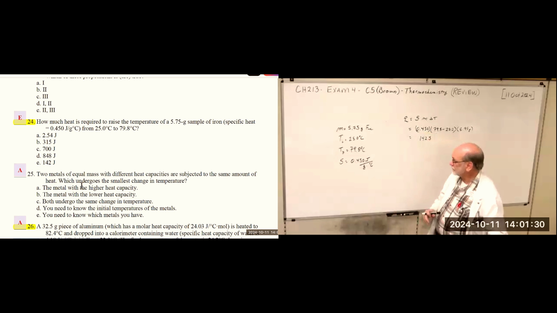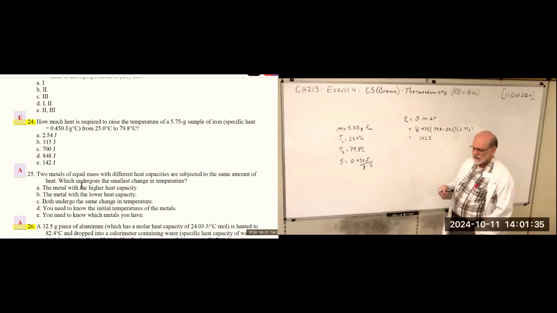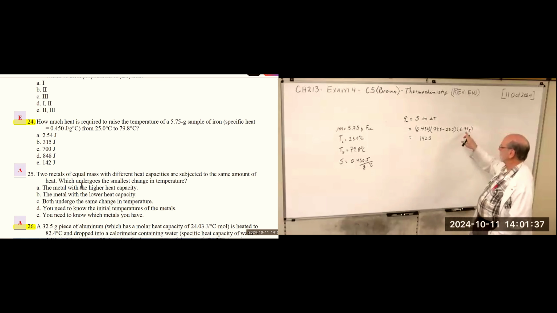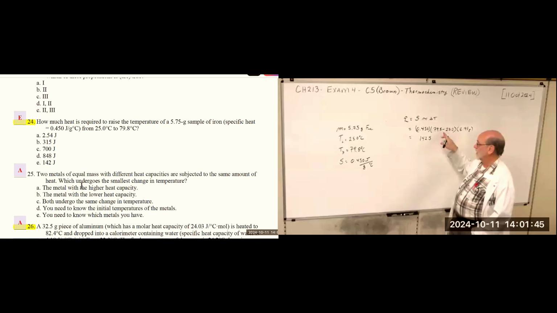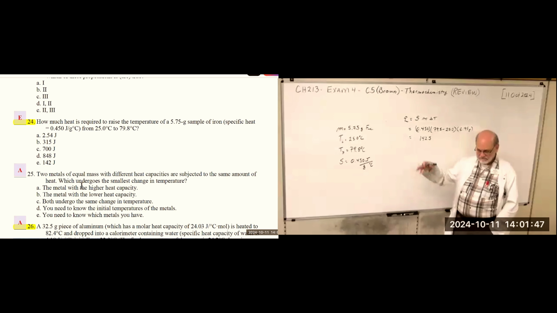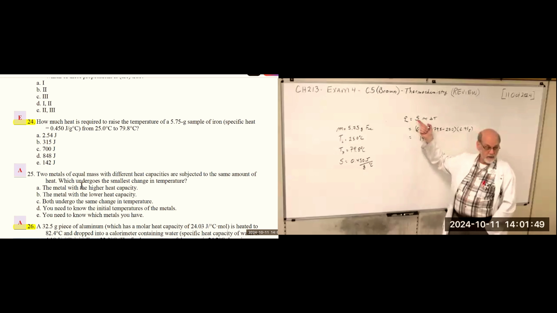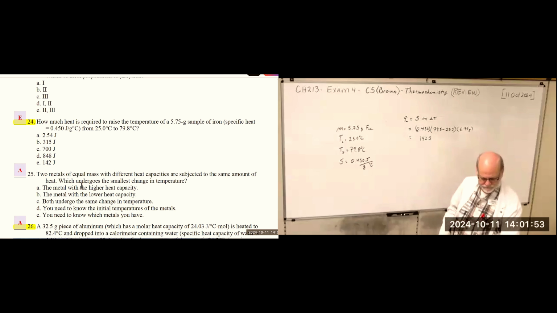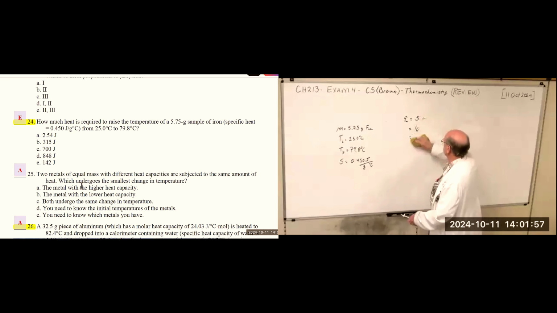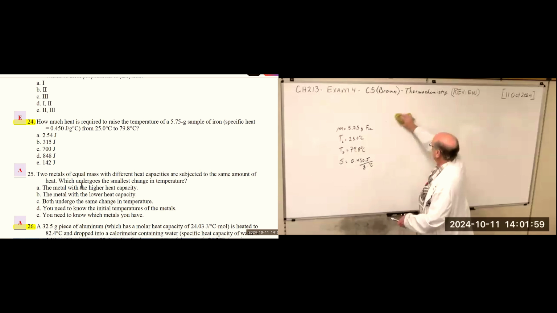Now, if we said it takes 142 joules to raise the temperature of 5.75 grams of iron from 25 to 79.8 degrees, what's the specific heat? That leaves us with one unknown. We can solve it like any equation. Only one unknown, it's solvable.